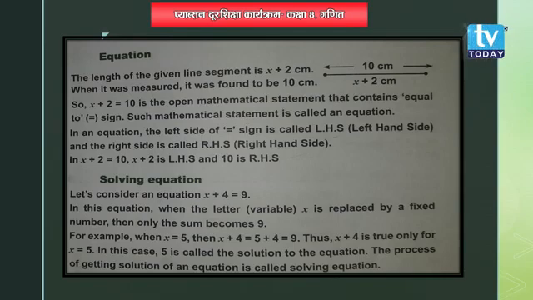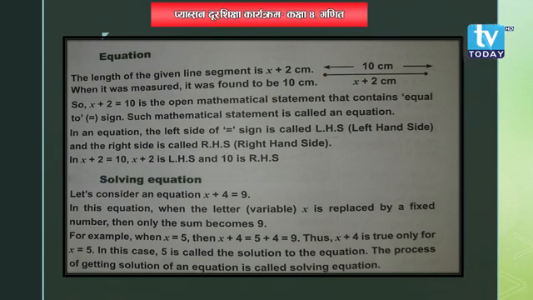Do you know what we mean by an equation? Have a look over here. The length of the given line segment is x plus 2 centimeters. Have you seen that line, x plus 2 centimeters? Upper side it's 10 centimeters, right? When it is measured, it was found to be 10 centimeters. So x plus 2 equals 10. This is an open mathematical statement that contains an equals sign in the middle. Such a mathematical statement is called an equation.